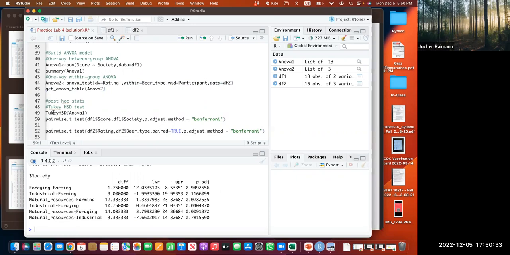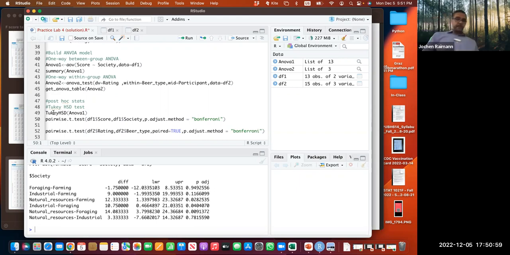Did you choose 49 or 49? That is line 49 and 50, yes. No, only 49, sorry. Only 49 for now. Doesn't matter, doesn't matter. So this is Tukey. This is a group comparison, foraging versus farming, industrial versus farming. So it's basically group and group-wise comparing the means.